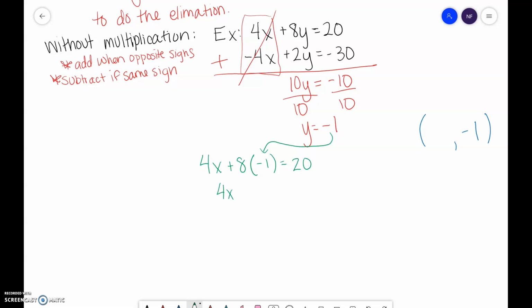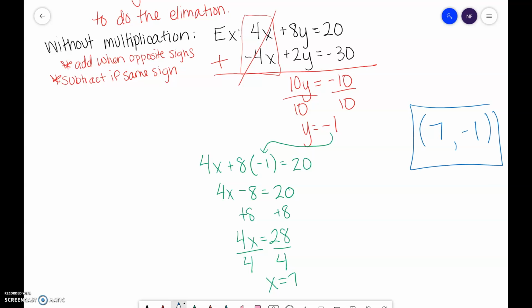So this would be 4x minus 8 equals 20. Add 8 to both sides. Now we're at 4x equals 28. Divide by 4 on both sides. And x equals 7. So this would be our solution. I had said we were going to do 2 examples, one without multiplication, so that would be one that you could just add or subtract.